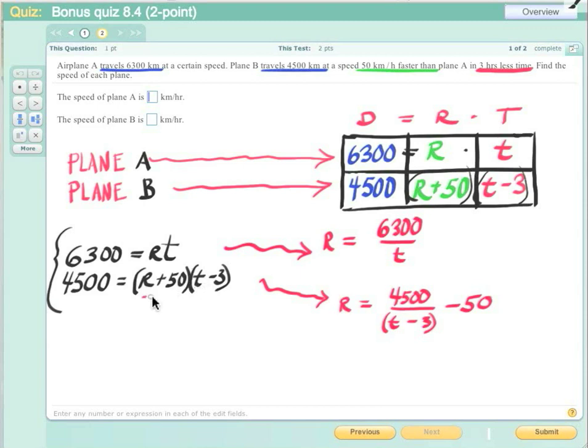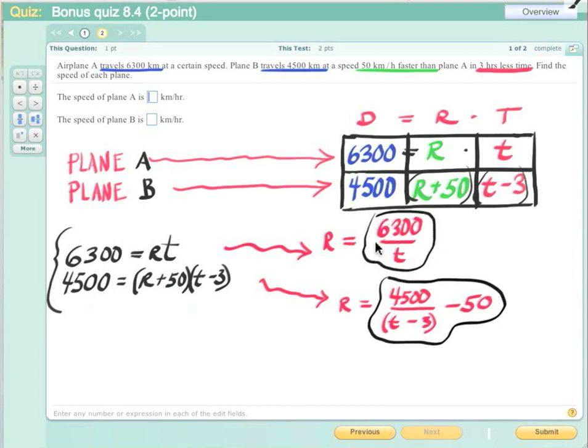Instead, what I did was I divided both sides by the quantity t minus 3. That was nice because what happens on the right-hand side, obviously, is these cancel. And then to solve for r, all I need to do is subtract 50 from both sides. So that explains this construct over here of r is equal to this. That's for the second equation, and r is equal to this for the first equation.